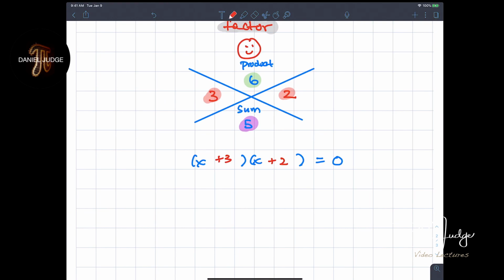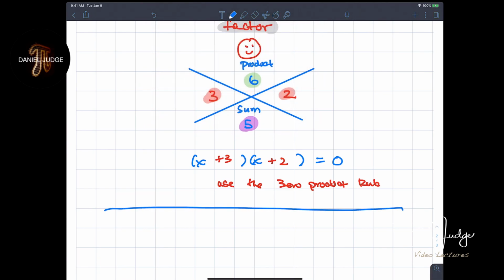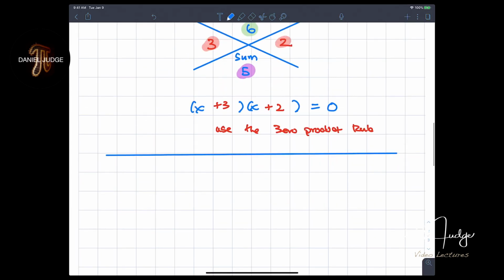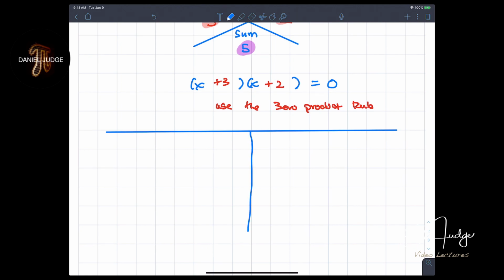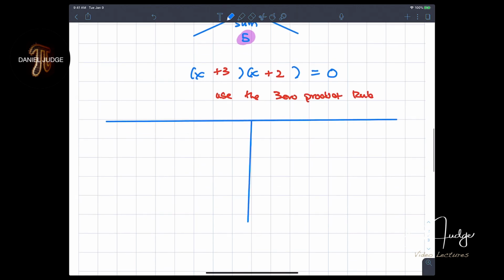You factored. Now the reason you factor is so you can use the zero product rule. So you're going to use that zero product rule here. And you get, as a consequence of the zero product rule, there you go. You're going to get a straight line. You get your sheet of paper.